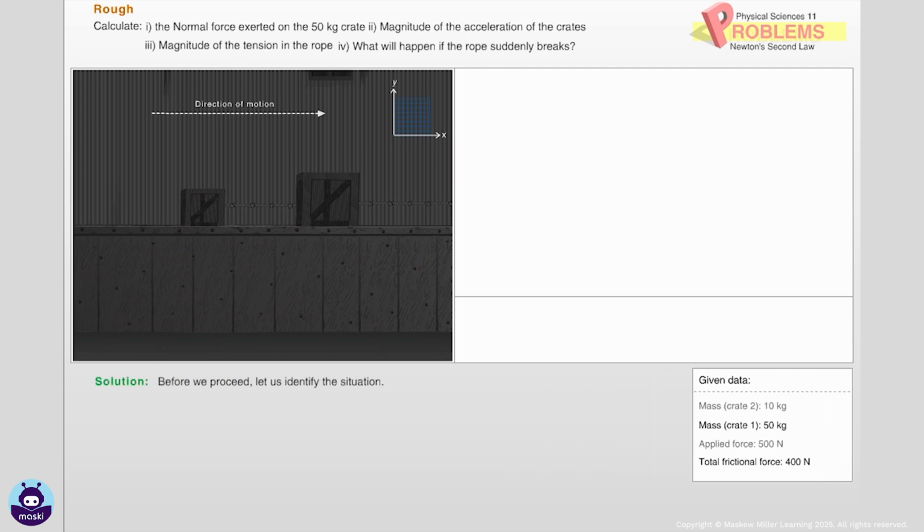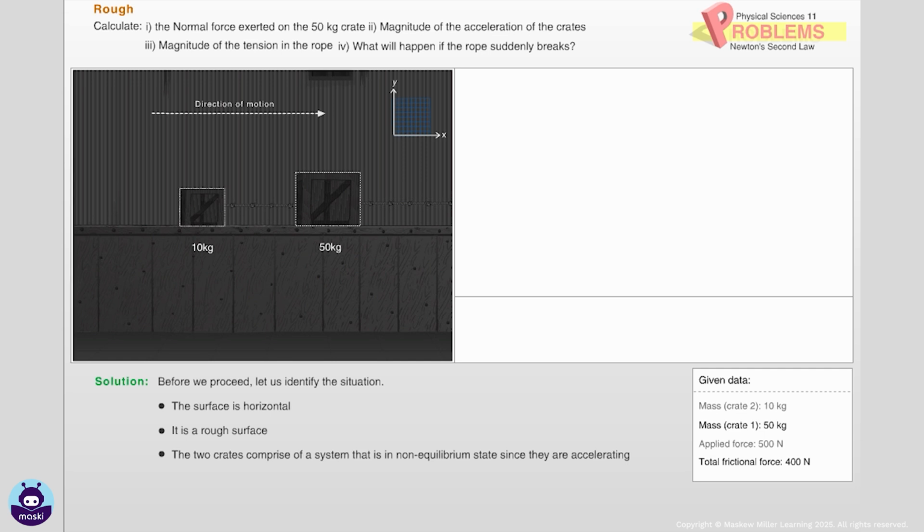Solution. Before we proceed, let us identify the situation. The surface is horizontal. It is a rough surface. The two crates comprise a system that is in a non-equilibrium state since they are accelerating. In this problem, we shall consider the two crates as a system, the 50 kilogram crate as one body and the 10 kilogram crate as the other.